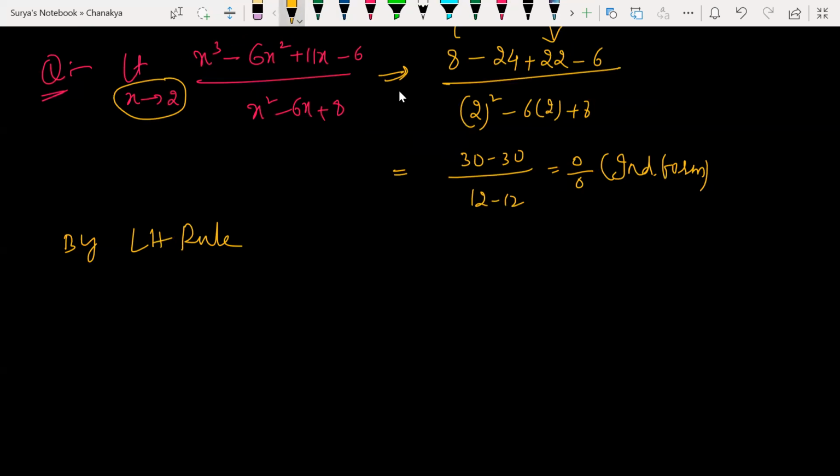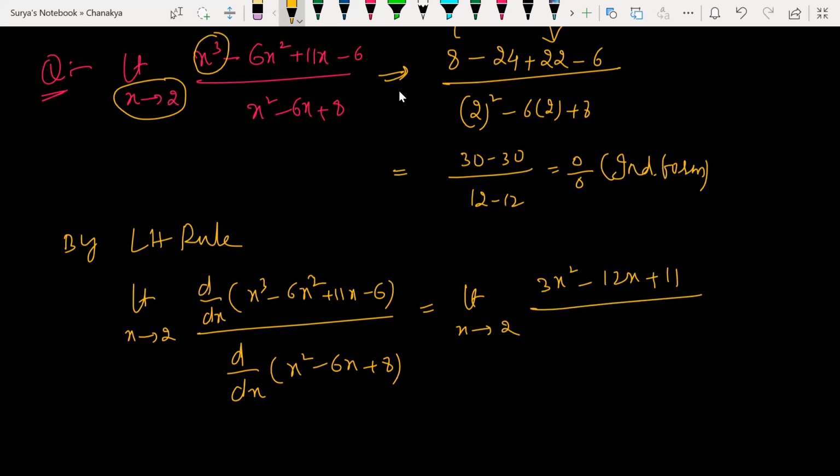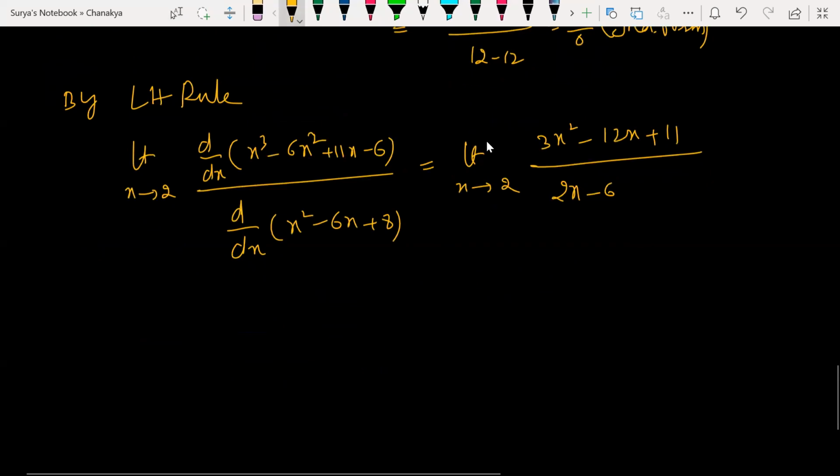But here the L'Hospital rule is differentiation of the numerator, differentiating each term one by one. Limit x tends to 2. d by dx of x cube is 3x square, minus 12x, plus 11. Differentiation of the constant 6 becomes 0. So the denominator is 2x minus 6. Differentiating 8 gives 0, it does not cancel, it becomes 0.